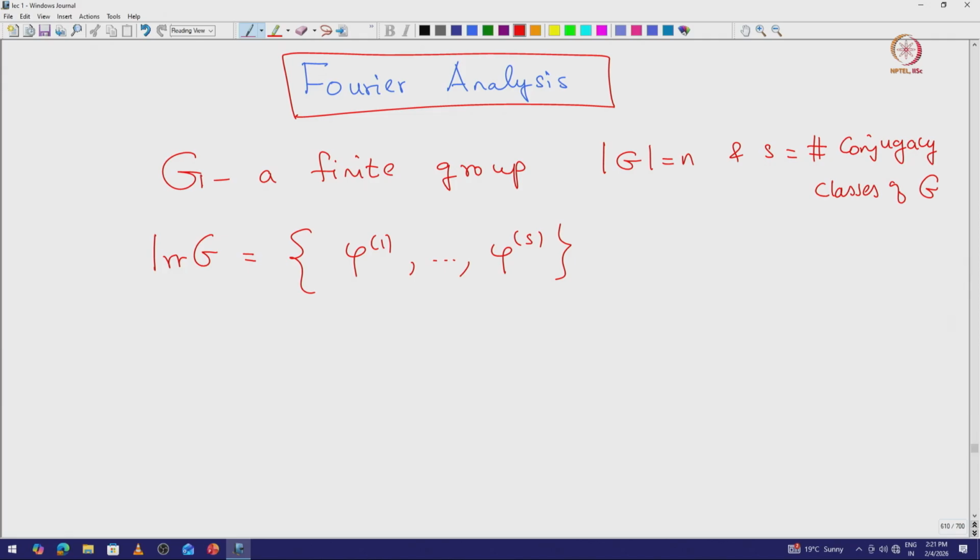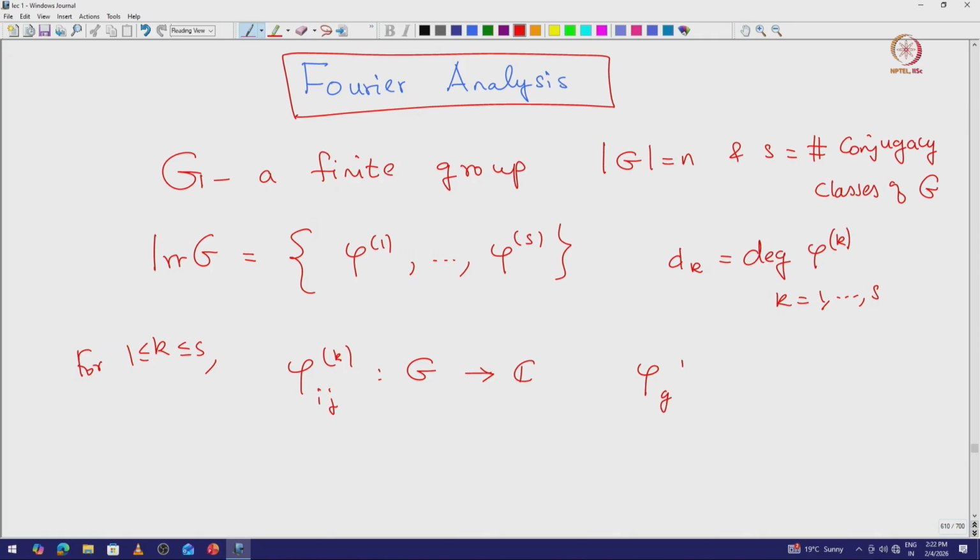Now, as before we fix d_k to be the degree of the representation, which is exactly the dimension of the irreducible representation. With this notation we also have these matrix coefficients, let us fix them. Given k from 1 to s, we denote phi_ij^k. These are the matrix coefficients, which are functions from G to C, corresponding to the matrix of phi_k(g), where phi_k(g) is given by phi_ij^k(g). So, this is the notation for the matrix coefficients.